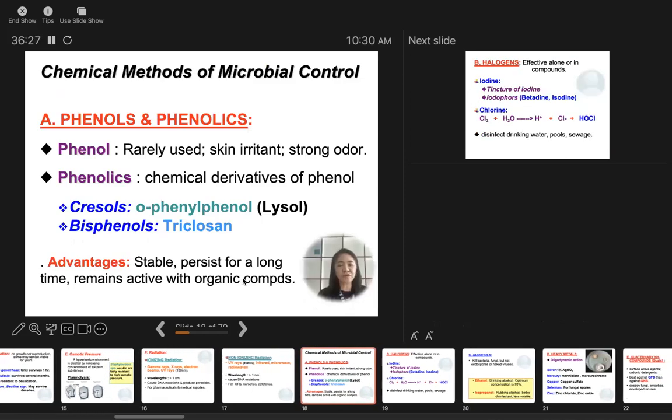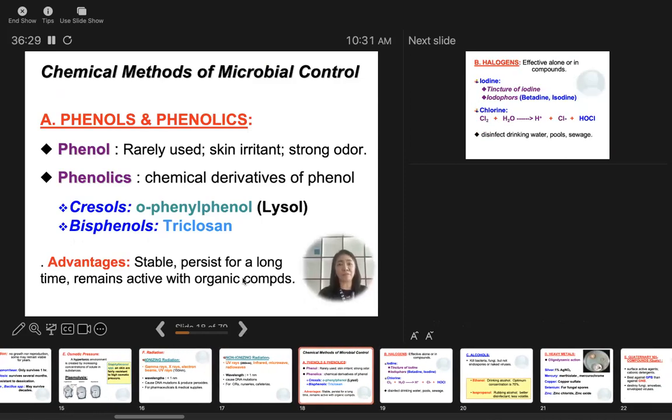Okay? So, moving on to chemical methods of microbial control. So, we have here phenols and phenolics. Okay? So, phenol, this is really irritating sa skin natin. It was initially advised by Joseph Lister to be used as the disinfectant for surgical tools, surgical materials. Okay? But at this point in time, iba na yung ginagamit natin because it may irritate the patient's skin. Also, very strong odor nito.